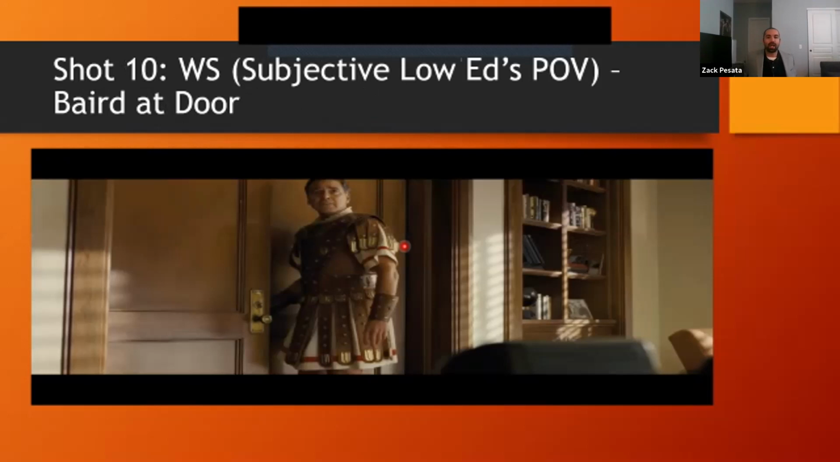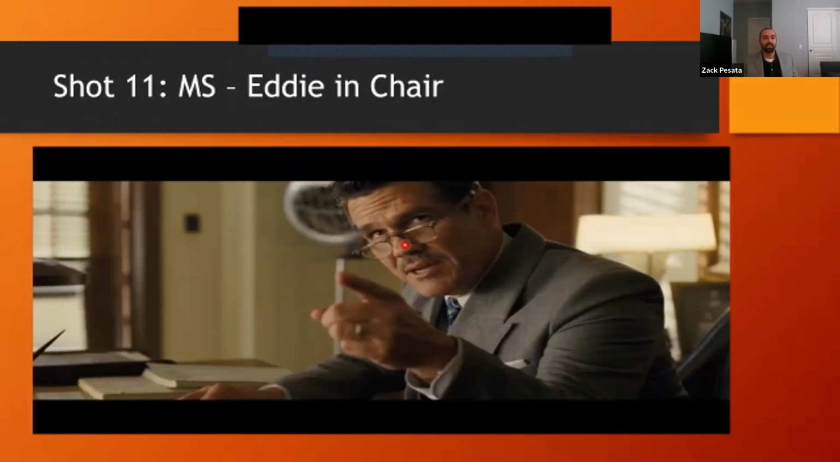Shot 10, it's a wide shot, and now it's sort of a subjective POV shot from Eddie's point of view, right? Eddie's sitting down, he's looking at Baird at the door. So this is a wide shot, subjective, low angle. We'll talk all about this stuff more in depth with cinematography, but just so we're starting to introduce this stuff, that's why I'm saying it now. But this is our 10th shot in the sequence. Shot 11 is a medium shot of Eddie in the chair, and I believe that's the last shot. Okay, so we have 11 unique setups in the scene to cover all of the action and dialogue from beginning to end.